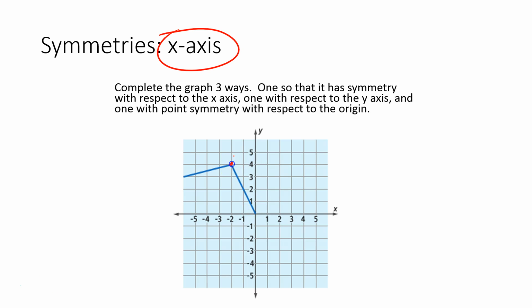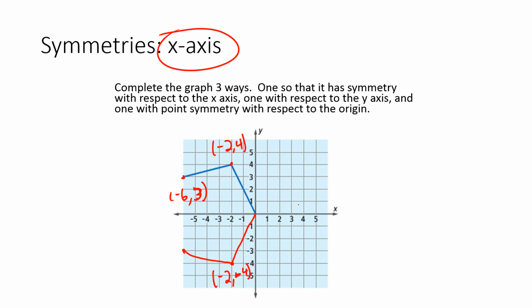This point right here is at -2, 4. We're going to reflect that over the x-axis, and it's going to go down to the point -2, -4. So it looks like we go from the origin down to there. And then we go over to this point, which started at, let's see, probably -6, 3, and we are now at the point -6, -3, which is right here. Connect those, and we now have a graph that has symmetry over the x-axis.